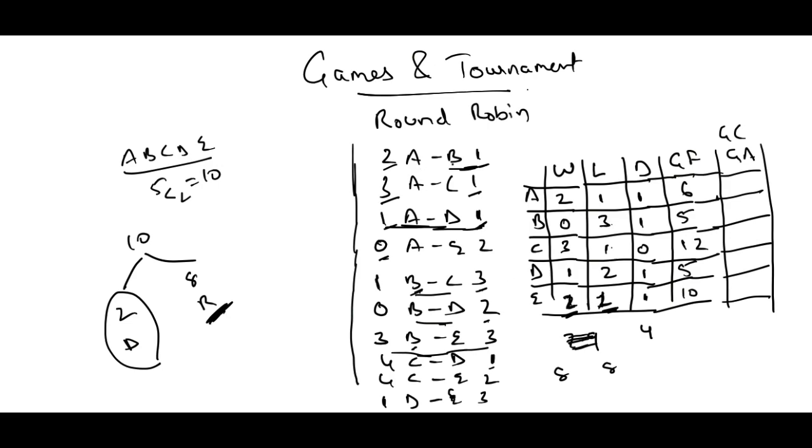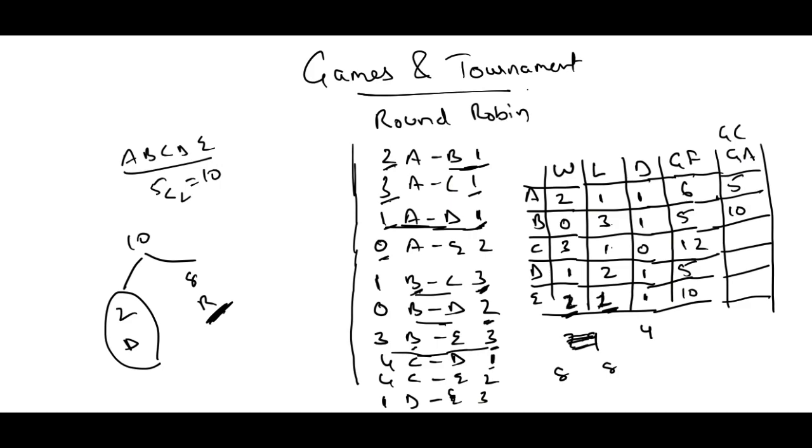Now for A, B has scored against A 1, C has scored against A 1, D has scored against A 1, and E has scored against A 2. So A has conceded 5 goals. Coming to B, A has scored 2 goals against B, C has scored 3 goals against B, D has scored 2 goals against B, and E has scored 3 goals against B. So the sum total is 3 plus 3, 6, plus 2, 8, and plus 2, 10. So B has conceded in all 10 goals.